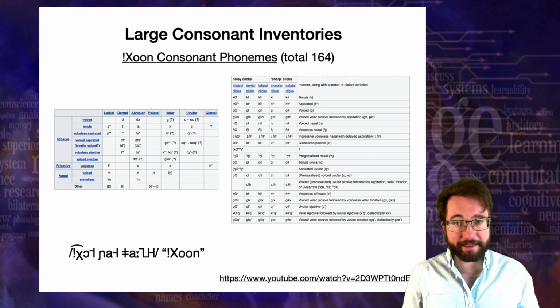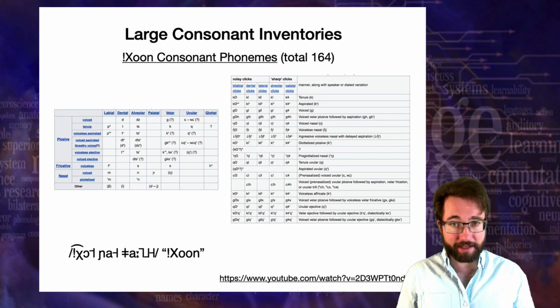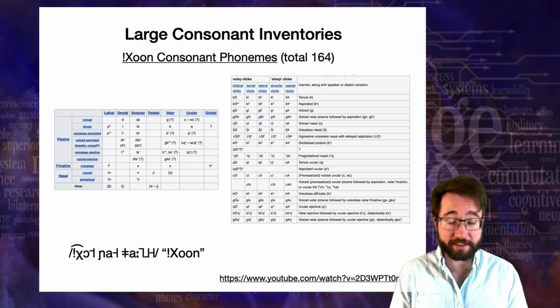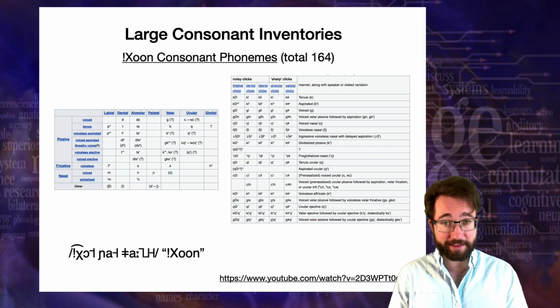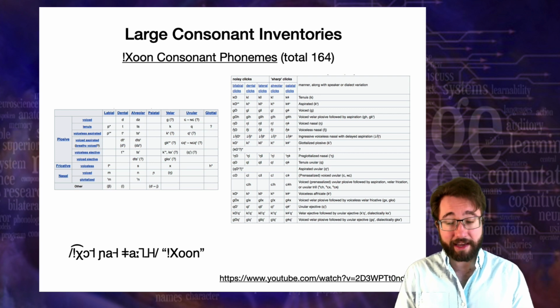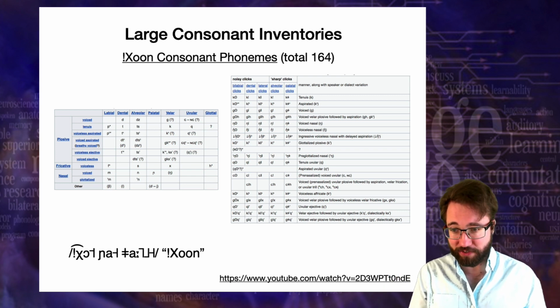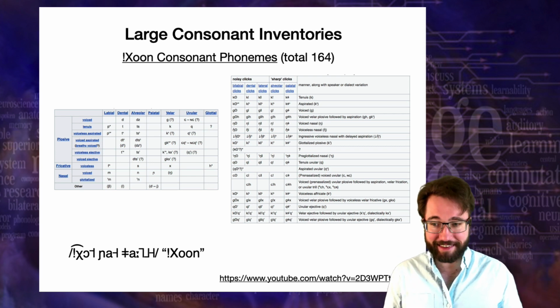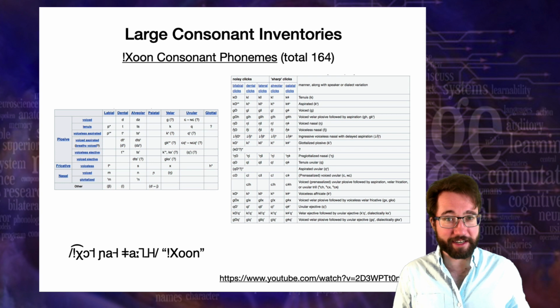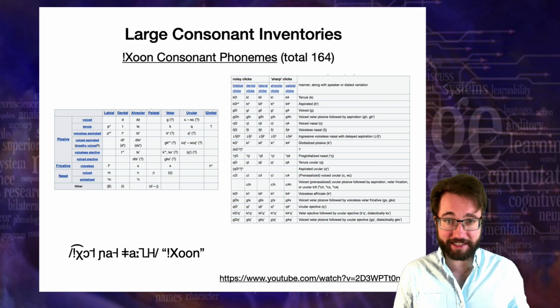So combining the click and the non-click consonants, we end up with a total of 164 consonant phonemes in the ǃXóõ language. And I'd like to actually just play a bit of this so you can hear what this sounds like, because it's really quite extraordinary. So for example, the name of the language in the language itself is given here phonemically, and I'm not going to try to pronounce it. You can see it has very many different clicks in it. It also has tone.